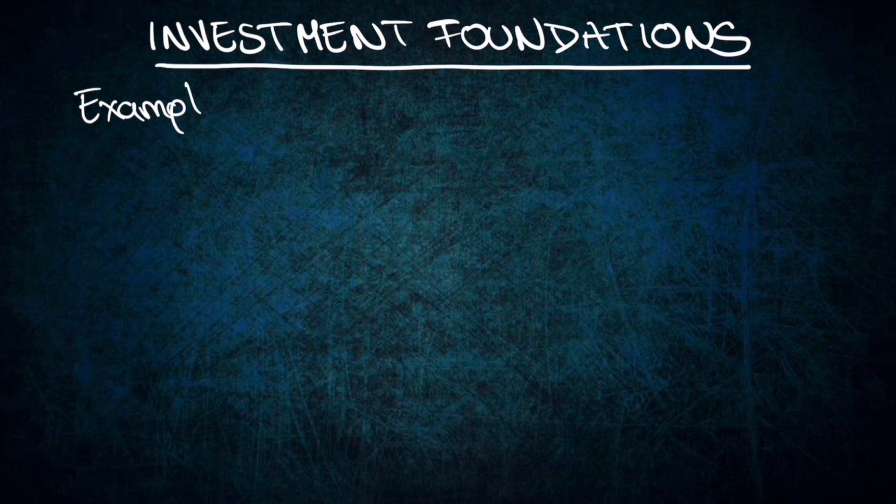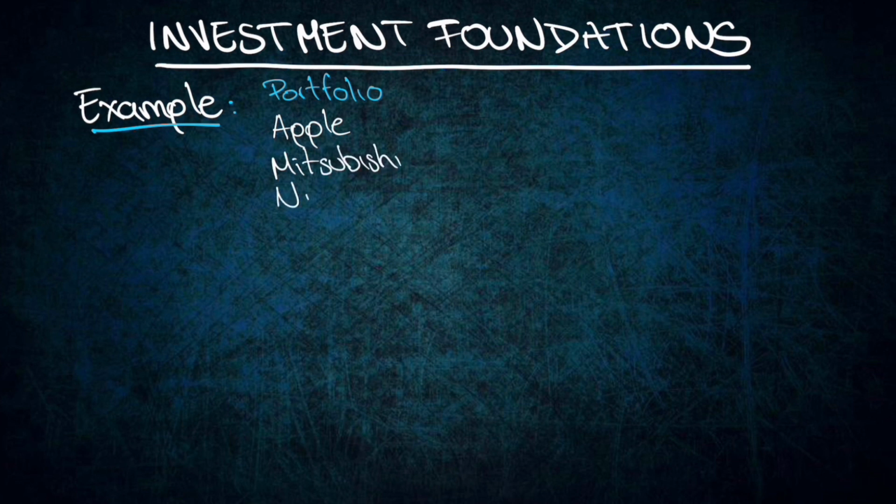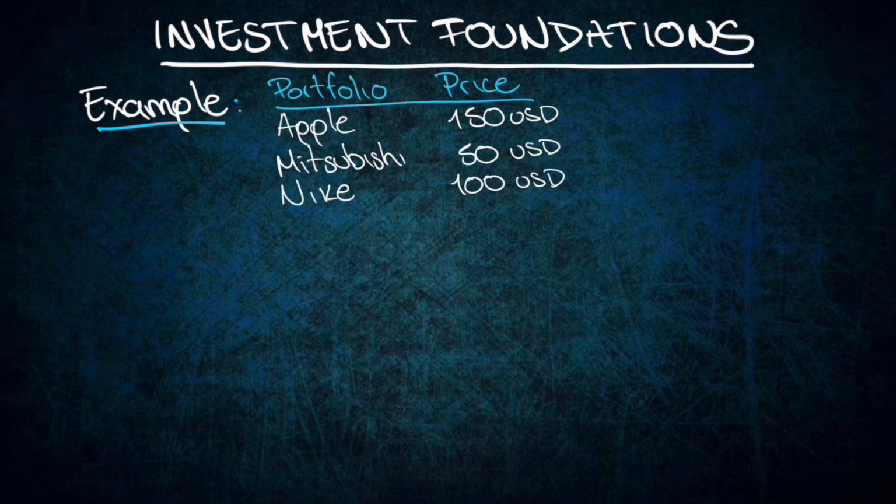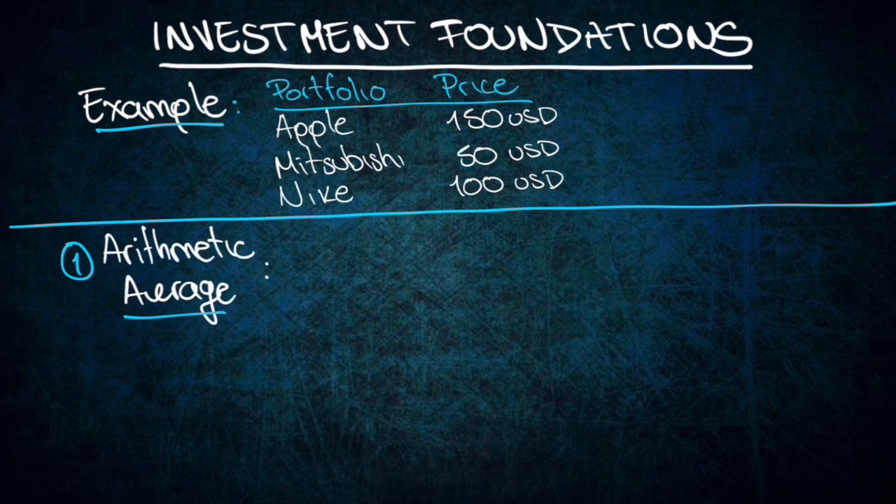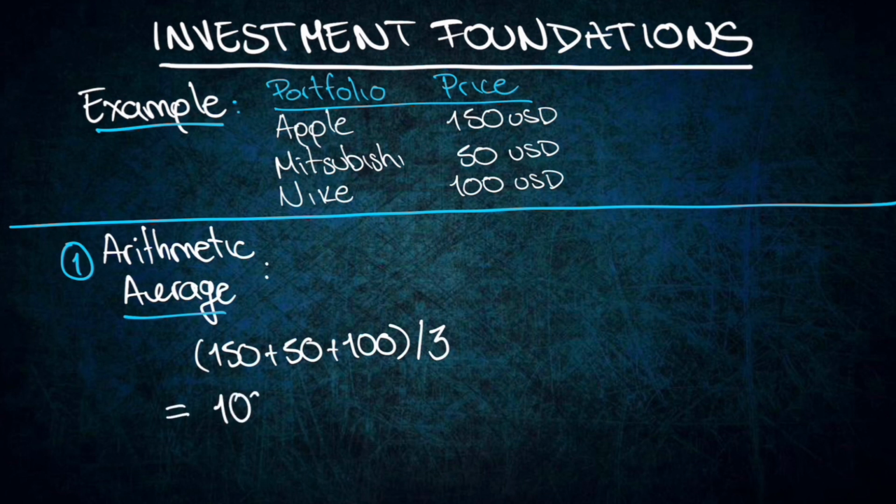Let's make an example here. Let's assume that we have a portfolio of the following 3 companies, and for each company we have one stock. So we are going to have Apple, Mitsubishi, and Nike. We will assume that the price of Apple is going to be $150. The price for Mitsubishi is going to be like $50, and the price for Nike is going to be around $100. If we want to calculate the arithmetic average, we just have to sum the prices, so that means 150 plus 50 plus 100, and then divide all of them by 3. This will give us an average of $100.